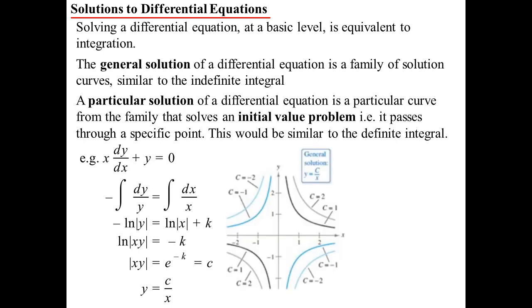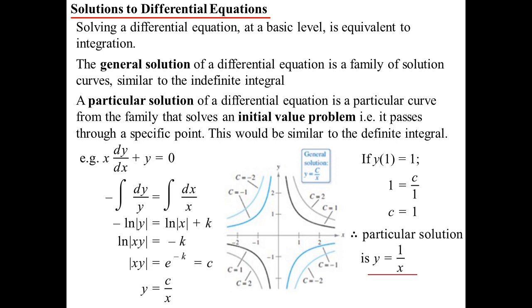So there are graphs of several different solutions of that one, so different general solutions. Basically, we're looking at the hyperbola. Now, if they then gave me the initial value problem, when x equals 1, y is 1, I could now sub in and work out the constant is 1. So the particular solution is y equals 1 on x. But essentially, it's still just integration.